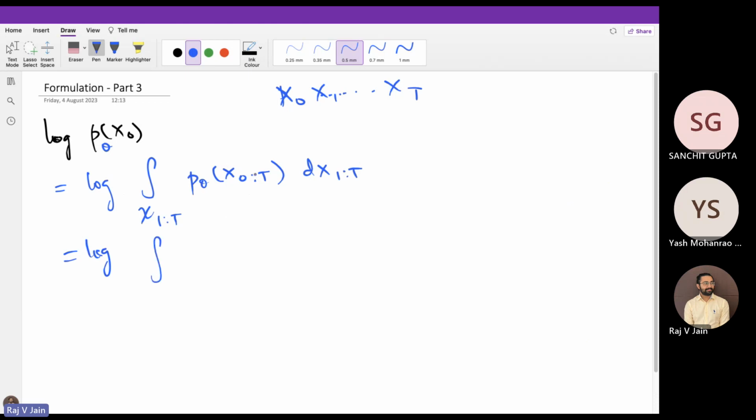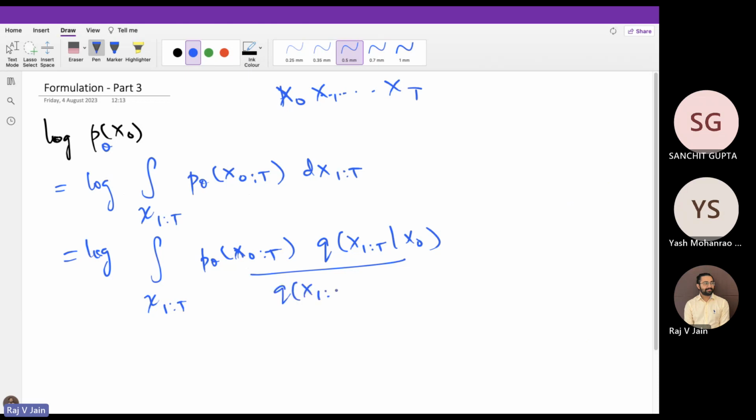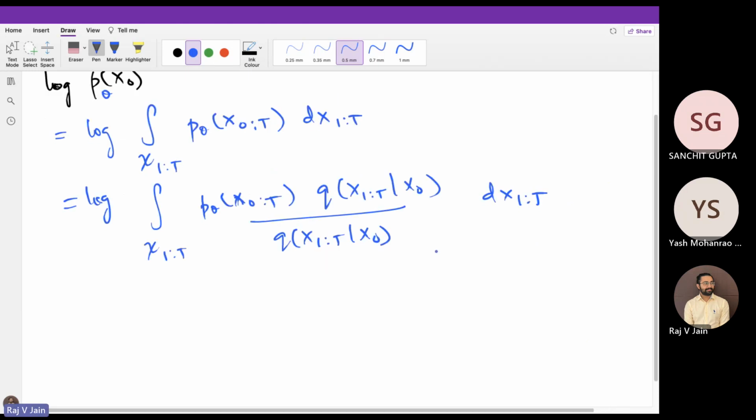Now here is where I will multiply and divide. Again, same sort of variational approach. What we will do is we will look at Q of x1 to T given x naught as the variational distribution for this, right? So this I can write and do this, right? This is fine. Makes sense, right?